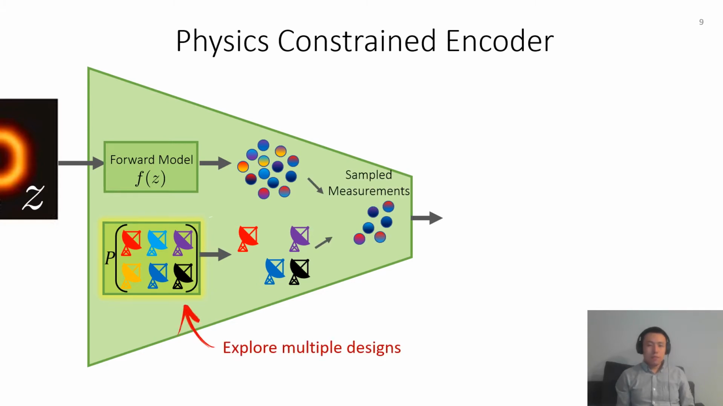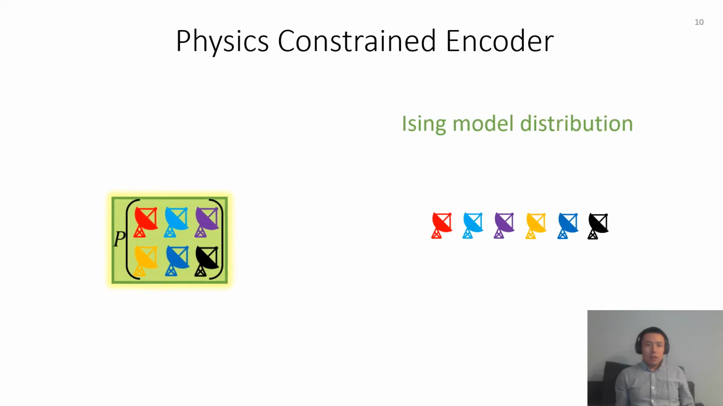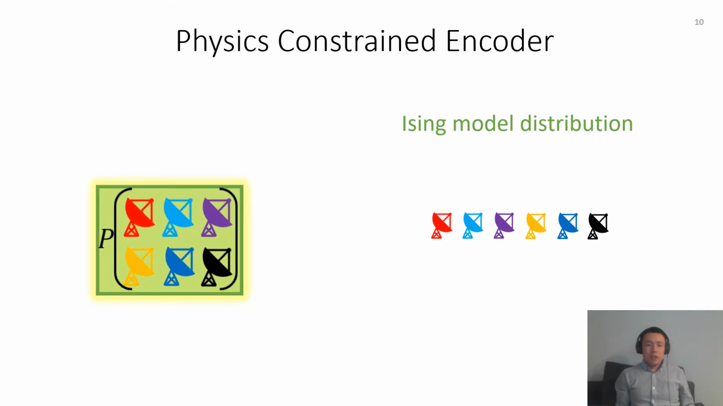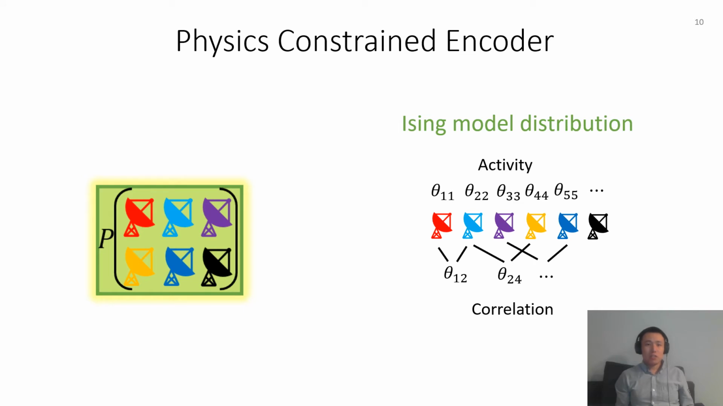Here, we propose to represent the sensor selection strategy as a probability distribution to explore multiple designs simultaneously. Every time we draw a sample from the distribution, we get a new design of the sensor network, and we hope that each design performs well for the reconstruction. This probabilistic sensor selection strategy is modeled as a binary, fully connected Ising model. In the Ising model, each sensor has an activity parameter, representing how important it is to include this sensor in the network. Each pair of sensors has a corresponding correlation parameter, representing the probability that two sensors are selected or excluded simultaneously.